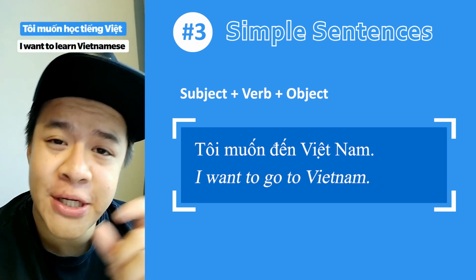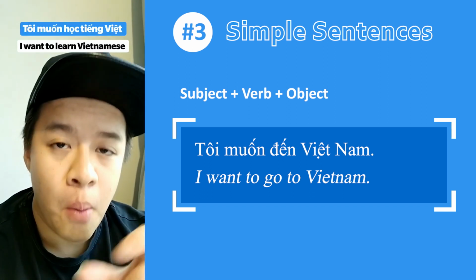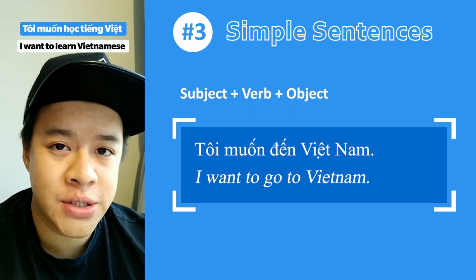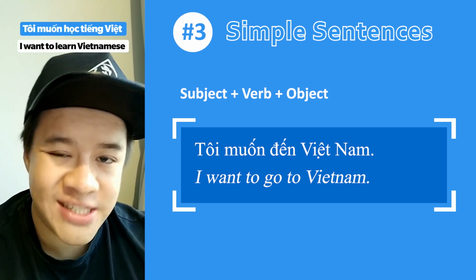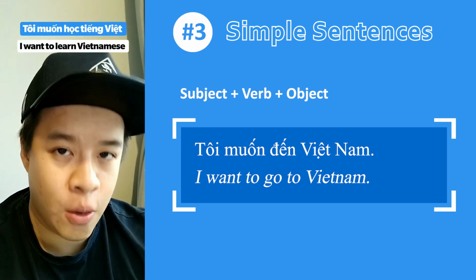A few more examples. Tôi muốn học tiếng Việt. Tôi, I. Muốn is the modal verb for to want, to do something. Học, study, learn. Tiếng Việt, Vietnamese. Tôi muốn học tiếng Việt.